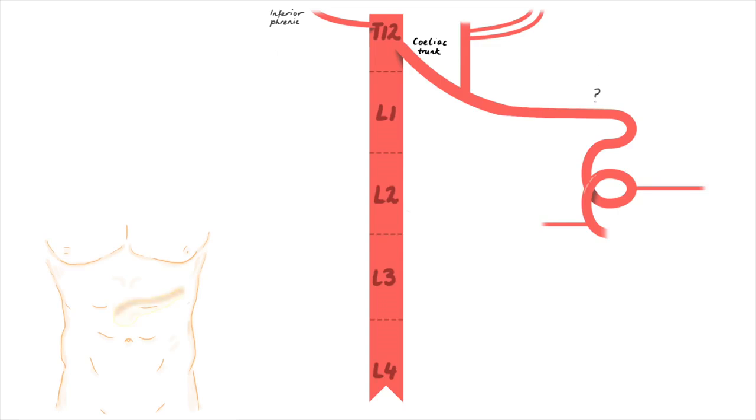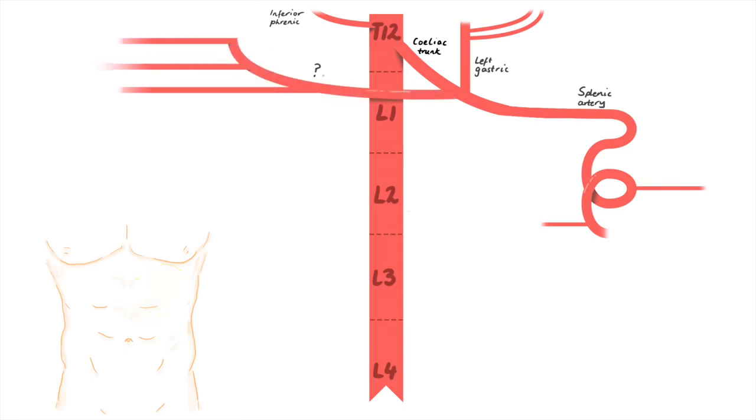One that follows a coiled path over the pancreas, the splenic artery. One which goes straight to the stomach, the left gastric artery. And one which runs to the liver, the common hepatic artery. Off the splenic artery, we have two main arteries that supply the stomach, the short gastric and left gastroepiploic arteries.